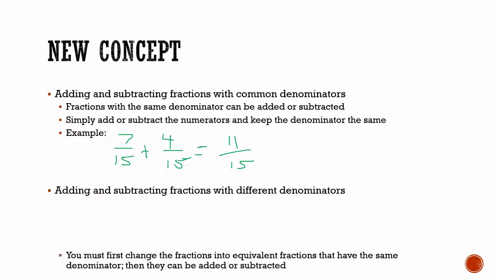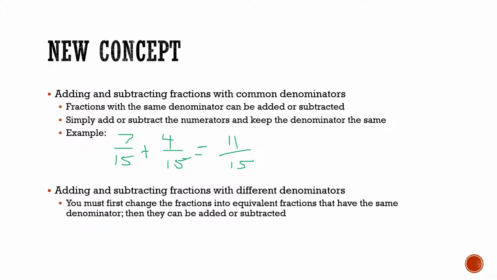Adding and subtracting fractions with different denominators. First, we have to change the fractions into equivalent fractions that have the same denominator. Then we can add or subtract the fractions. An example of that would be if we had, say, 2/3 minus 3/4. We would need to change those first. We want to use the smallest common denominator we can find. I know both of those numbers go into 12, so let's change them both to 12s.